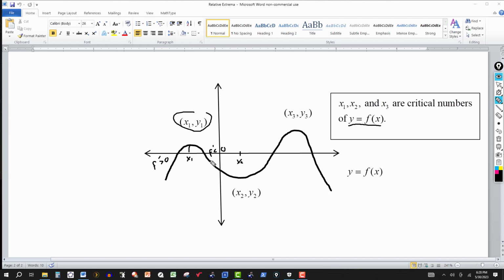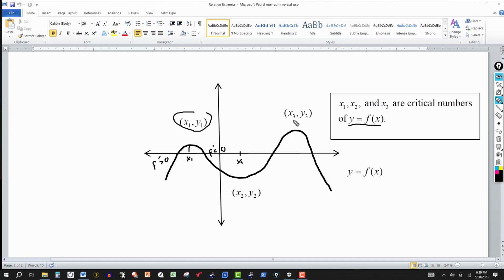Now at x2, let's say this value right there is x2. To the left the graph is falling, so when the graph is decreasing, the derivative is negative. To the left it's negative, and to the right it's positive. When the curve is falling and then rising, then you have a relative minimum. Talking about the derivative or the slope, it's negative to the left of x2 and positive to the right. So it's falling, and then it's rising. It reaches a minimum there.